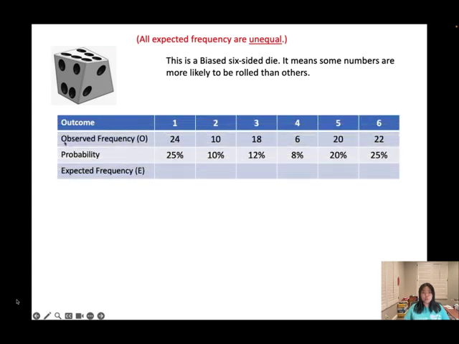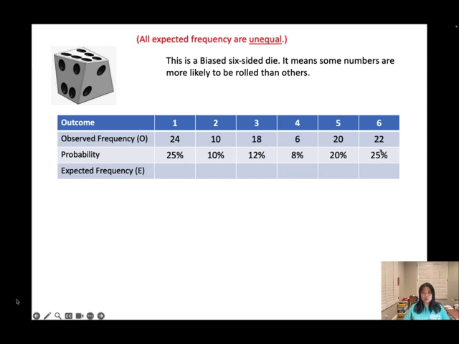Okay, so again, observed frequency. This is talking about when you perform the experiment, and then we're going to record the result here. And then probability. This is talking about for your biased 6-sided die, you do have a 25% chance to land on 1. You have a 10% chance to land on 2, 12% to land on 3.